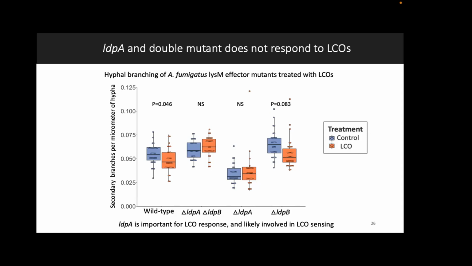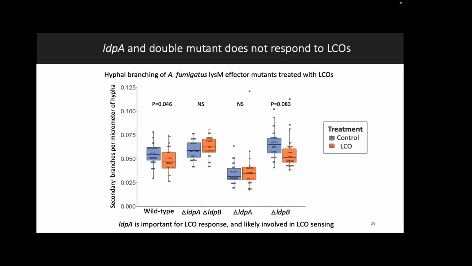And what I'm looking at is secondary branching again. And in the wild type, I'm seeing that expected reduction in secondary branching when we treat it with LCOs. And we also see that reduction in branching in the LDPB mutant. But suddenly in the double deletion and in the single deletion LDPA mutant, that response seems to be gone. This is telling me that LDPA is important for the response to LCOs and likely involved in LCO sensing.